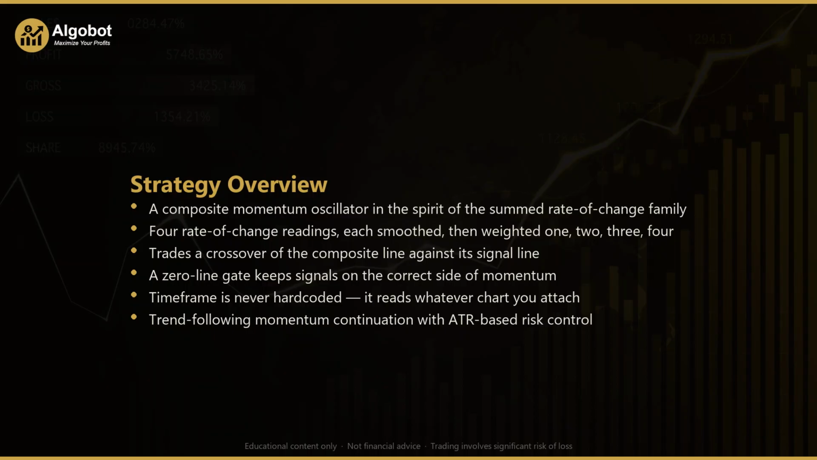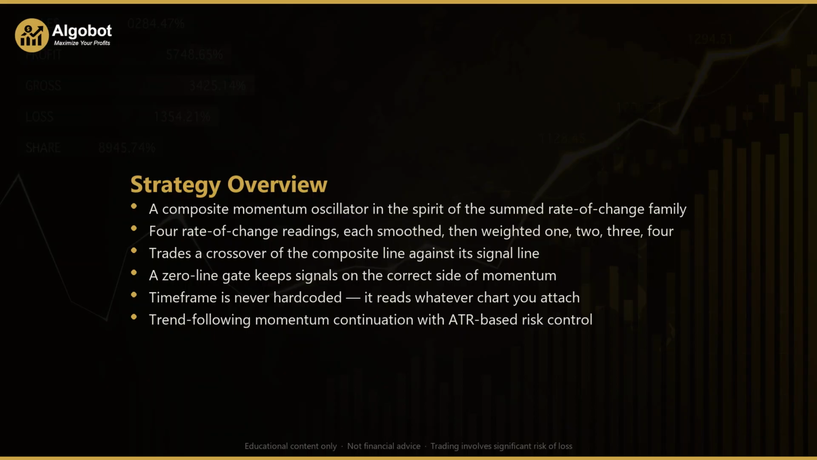This strategy addresses that by blending 4 rate of change readings over increasing lookbacks. Each one is smoothed with a moving average, turning it into what's often called a smooth rate of change. And then the 4 are added together with rising weights of 1, 2, 3, and 4, so the slower, steadier horizons carry more authority in the final number. The result is a single, well-behaved momentum line.